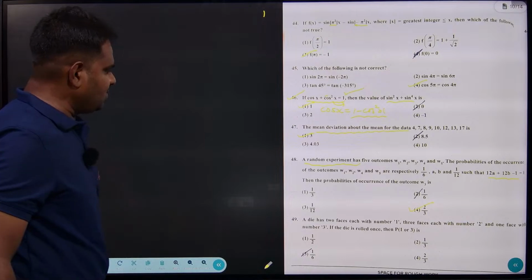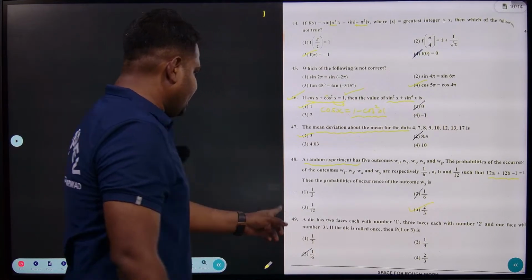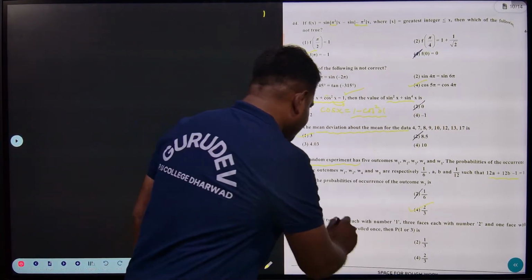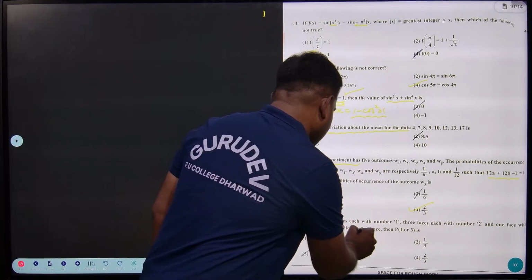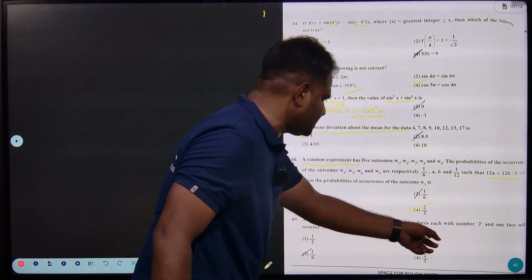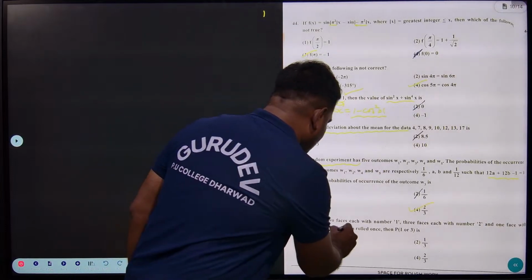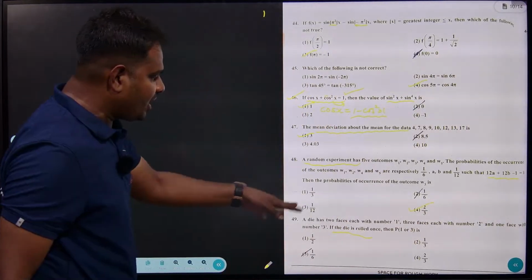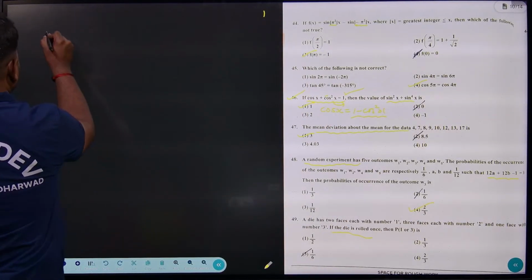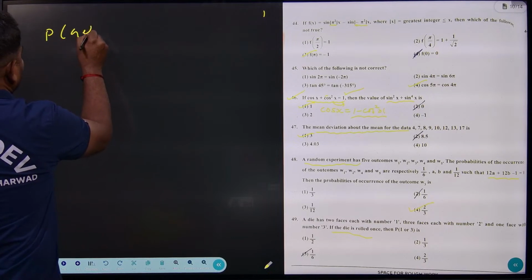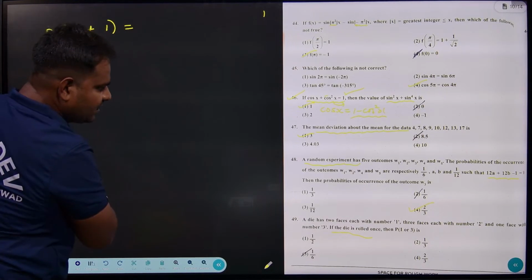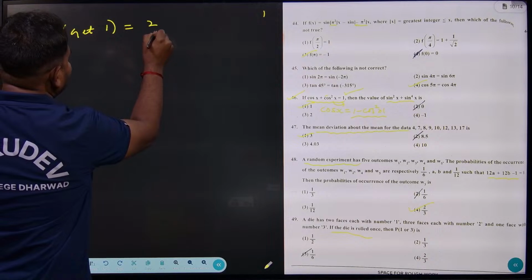See what question number 49 says, students. A die has 2 faces, each with number 1, 3 faces, each with number 2 and 1 face with number 3. If the die is rolled once, then probability of 1 or 3. That is probability of getting 1. So what is the probability of getting 1, students? Which is nothing but 2 by 6.